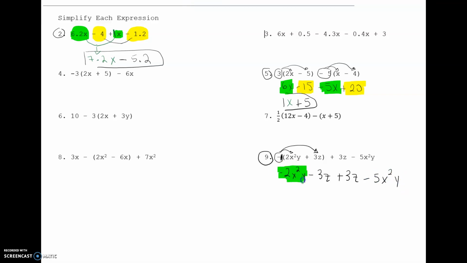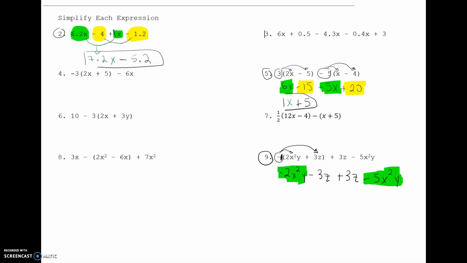So just like we did in the previous examples, I'm going to start highlighting. So my first highlight is going to be that first term where I have x squared y. So I need to find a term that has both an x and a y, and the x has to be squared. And I found one. I do have one, and it's my last term right here, which is negative 5x squared y.